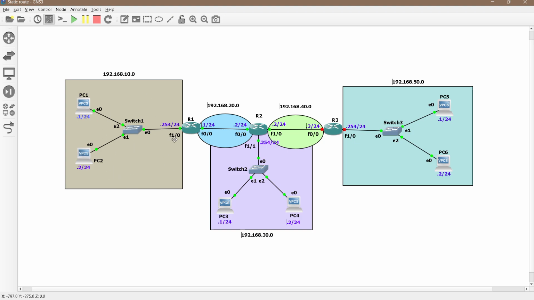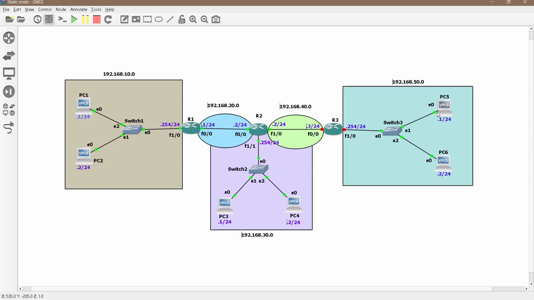We'll use the command ip route 0.0.0.0 with subnet mask 0.0.0.0. And now the next hop for this is 192.168.20.2 here. If this LAN wants to communicate, the only way is this way. So the next hop for this will be 192.168.10.2, only this.